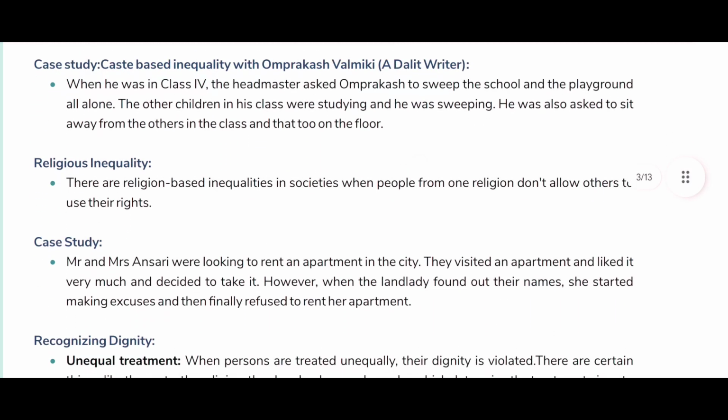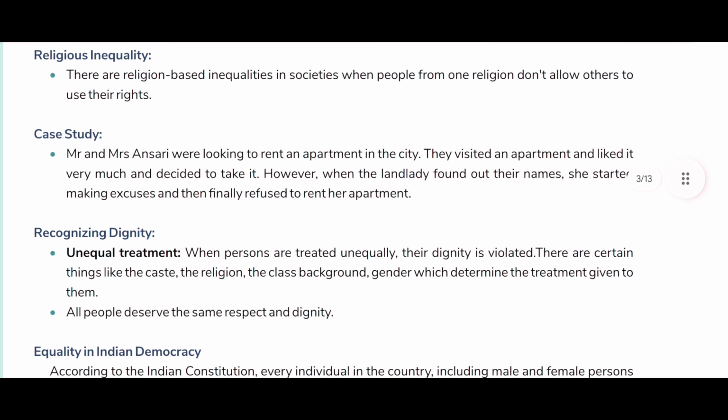Religious inequality. There are religion based inequalities in societies when people from one religion don't allow others to use their rights. Case study: Mr. and Mrs. Ansari were looking to rent an apartment in the city. They visited an apartment and liked it very much and decided to take it. However, when the landlady found out their names, she started making excuses and then finally refused to rent her apartment.